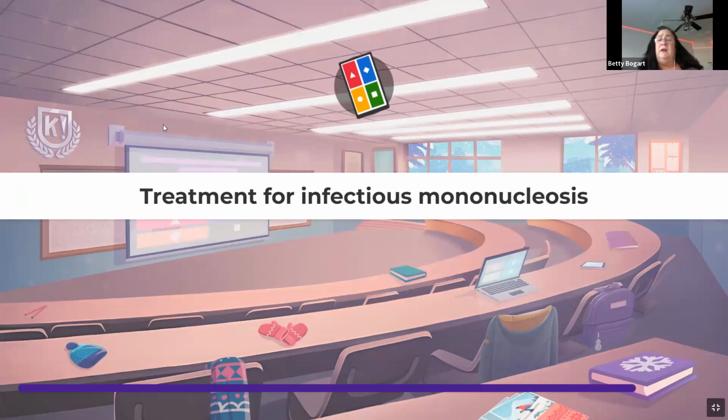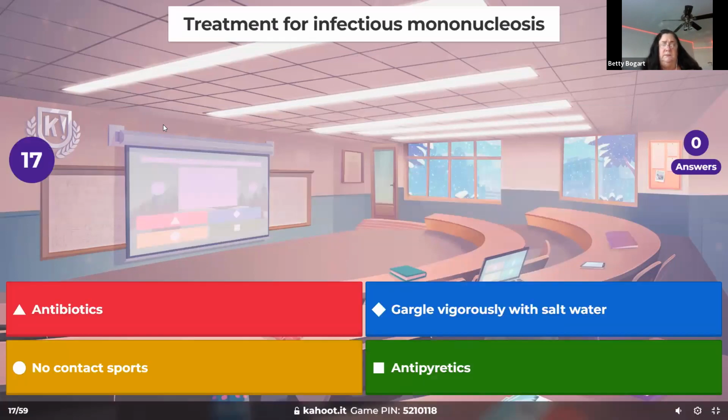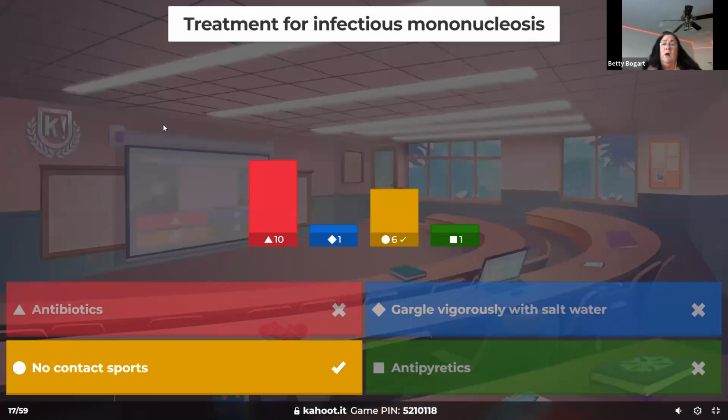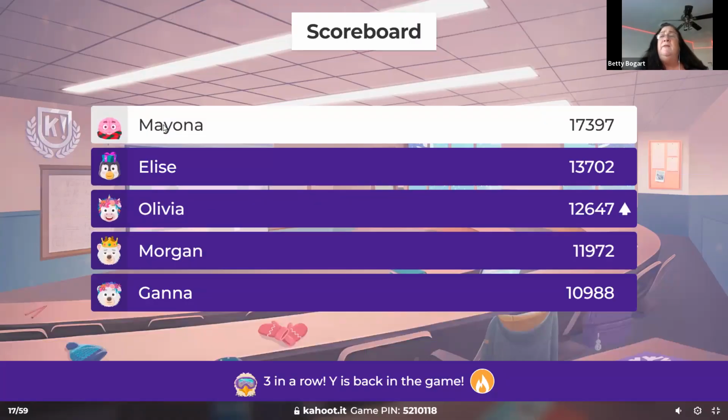Treatment for infectious mononucleosis. The kissing disease. Just a kissing disease, no big deal. So no contact sports. Mononucleosis is an Epstein-Barr type virus. No antibiotics. The big thing is no contact sports. Protect that belly, the swollen spleen or liver or both.